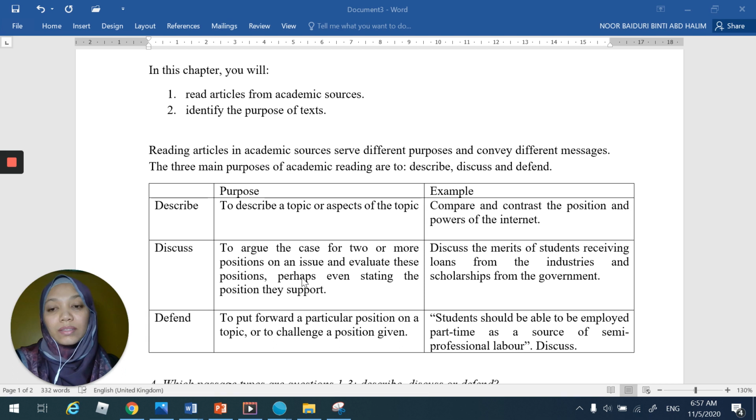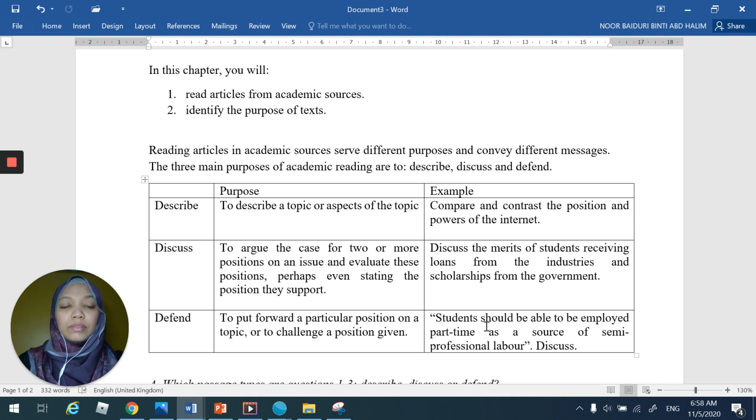While the last one, to defend, is the strongest among these three, where the writer would be very obvious in stating a certain point of view, a certain standpoint, and you can see a lot of modal verbs being used. For example, should, must, will. For example, homeschoolers will be awkward social people.